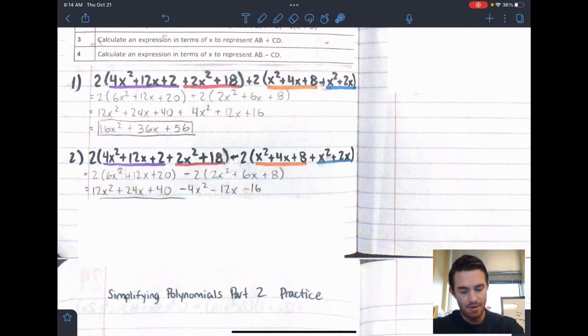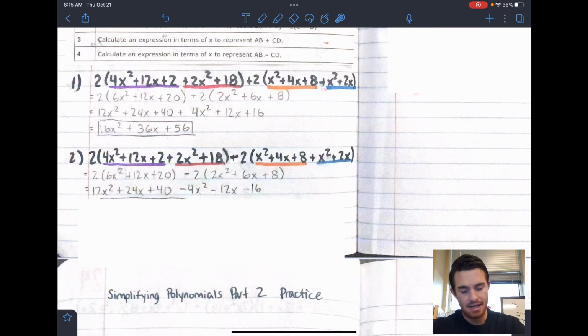Then over here, I'm distributing a negative 2, so I'm going to make sure I multiply each of these things inside by not positive 2 like we did here, but by a negative 2. So negative 2 times 2 is negative 4. Negative 2 times positive 6 is negative 12, and negative 2 times 8 is negative 16.